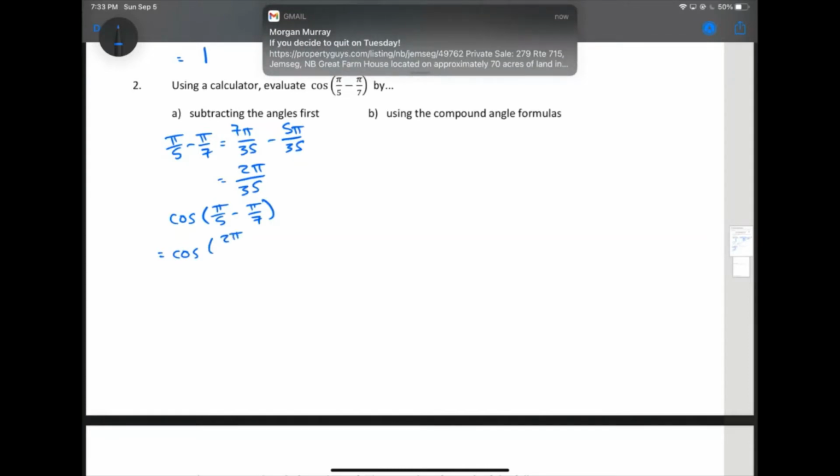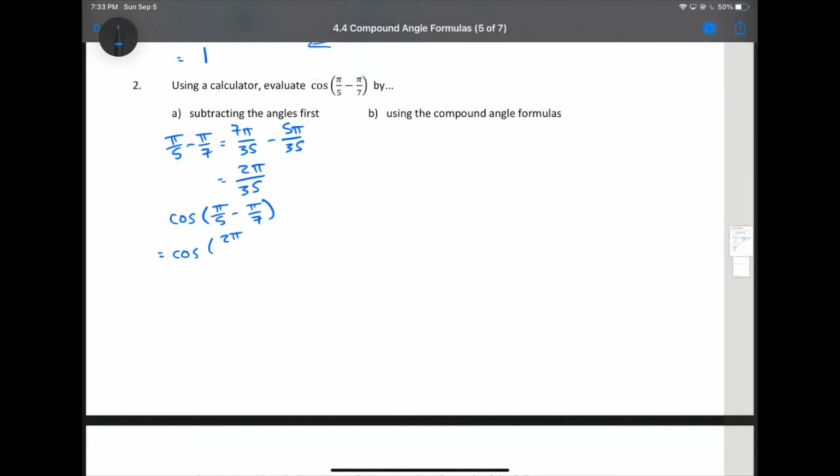Oh, if I decide to quit on Tuesday. Yeah, that would be awesome. I'll have to read that later. If only that was an option.